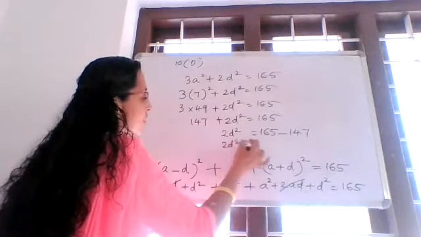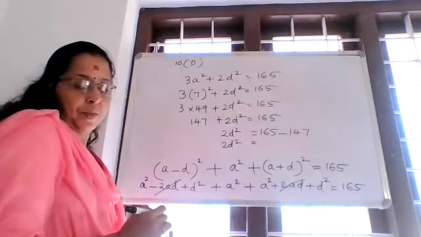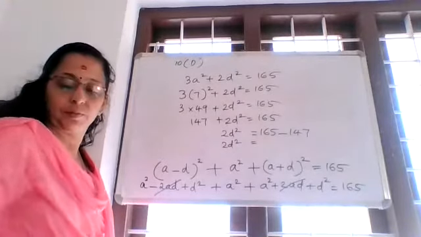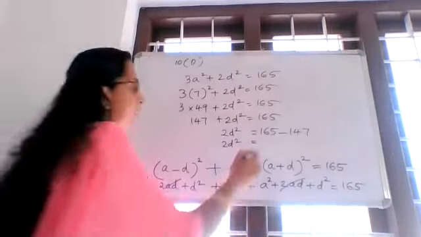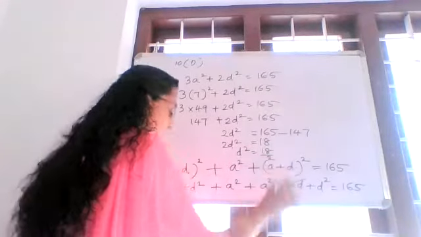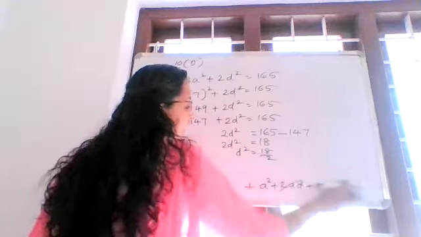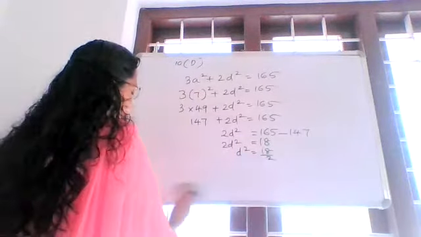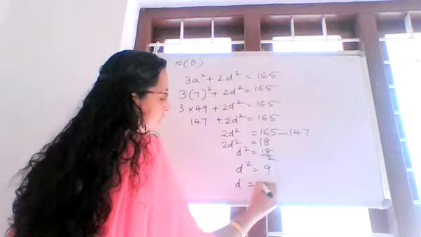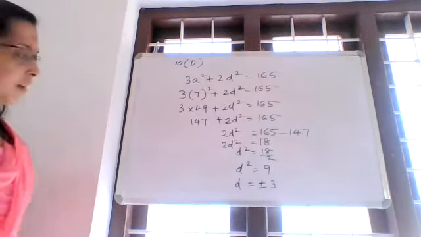So 2d square is equal to 18, and d square is equal to 18 by 2. That is, d square is equal to 9. d is equal to root of 9. d square is equal to 9, so d is equal to, directly you can write plus or minus 3. No need of writing root 9, directly write plus or minus 3.